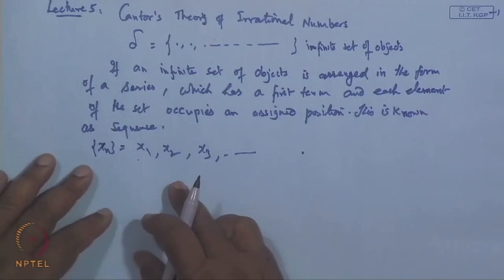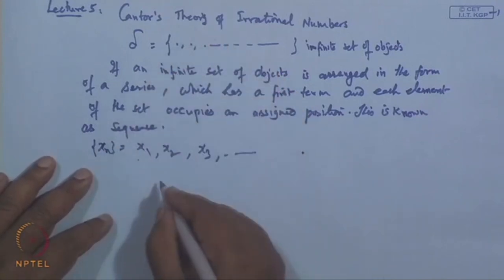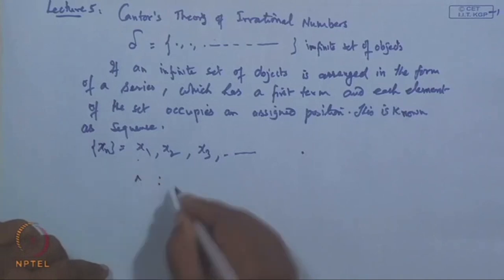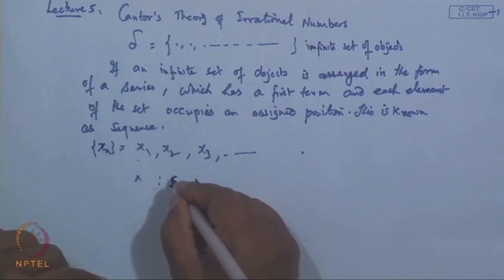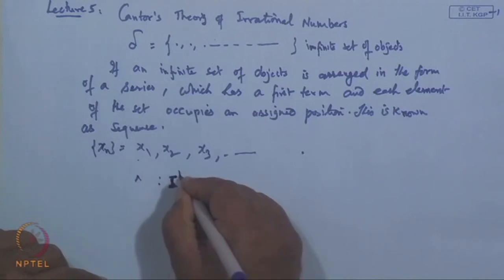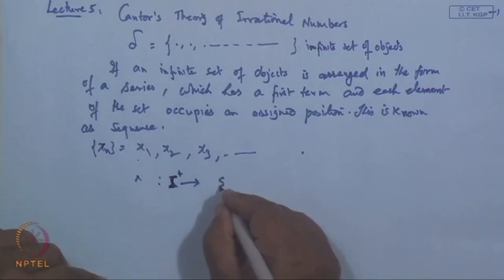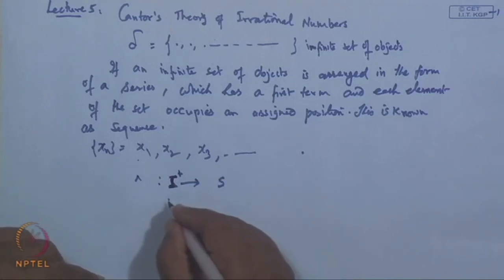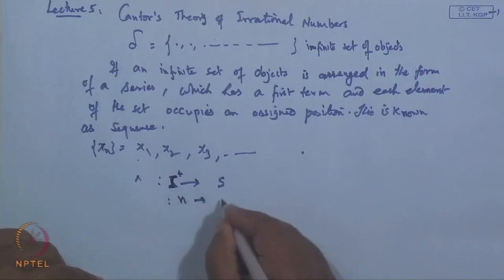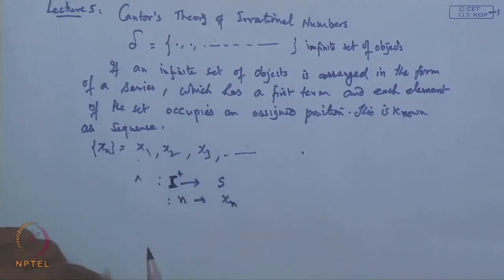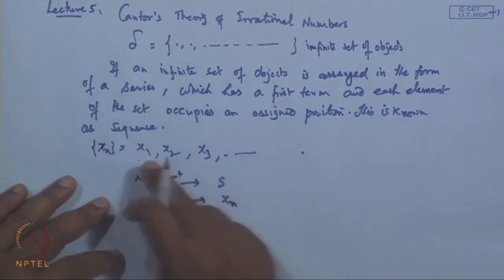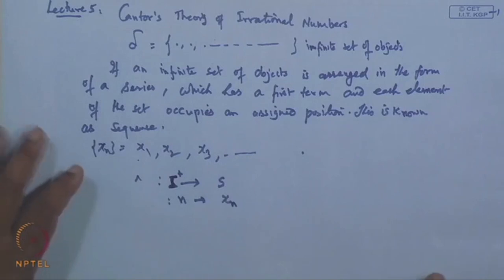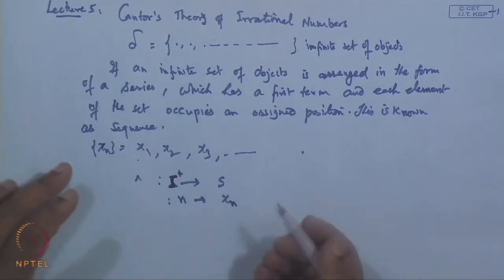So basically what we are getting is a one-to-one correspondence. A sequence is a mapping from the set of positive integers to the elements of S. That is, corresponding to a positive integer n, we have an element xn of S. So this mapping gives a sequence, and we arrange it in this form, then we get the sequence. So this is what we are getting, either x1, x2, or a1, a2, whatever it may be.